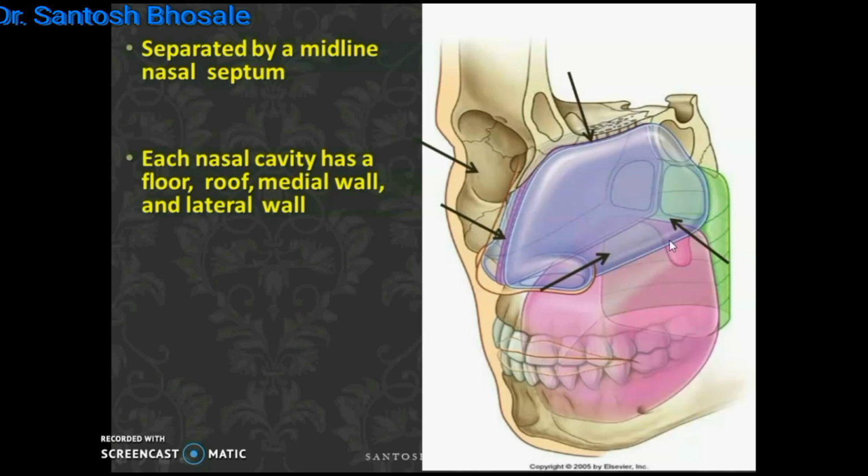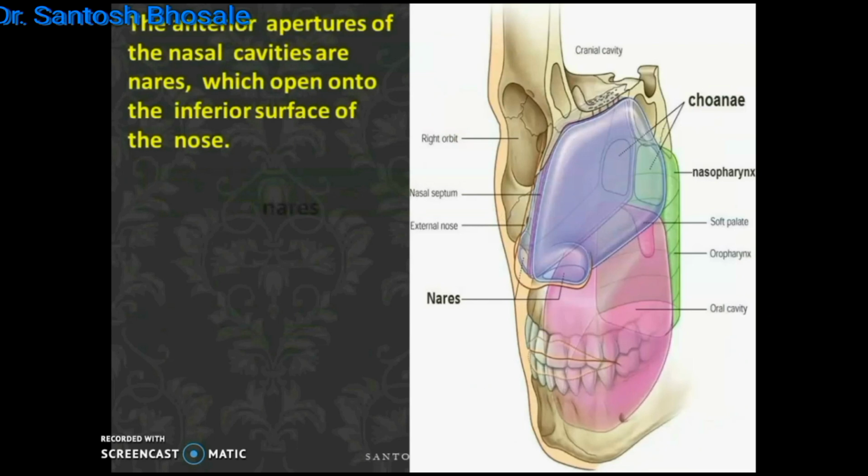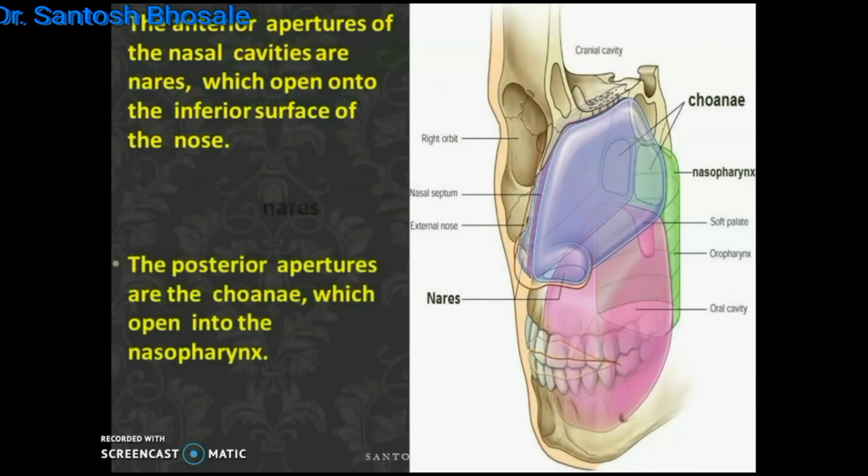And you can see the nasal cavity communicates outside with the external environment by the nostrils, and on either side of the nasal cavity you will see the orbits. You can see the anterior nares or nostrils, and the posterior nares. Posterior nares are also called choanae. They communicate the nasal cavity with the nasopharynx. You can see there the anterior aperture and posterior aperture.